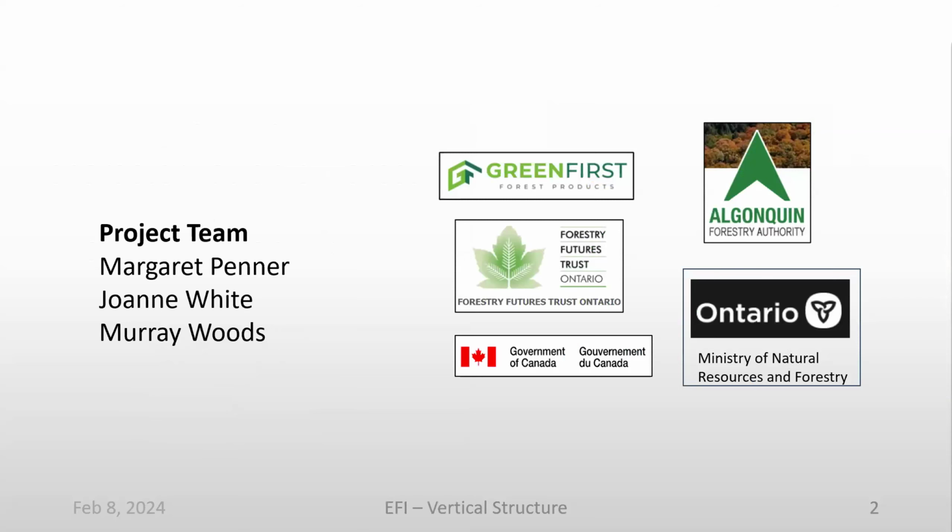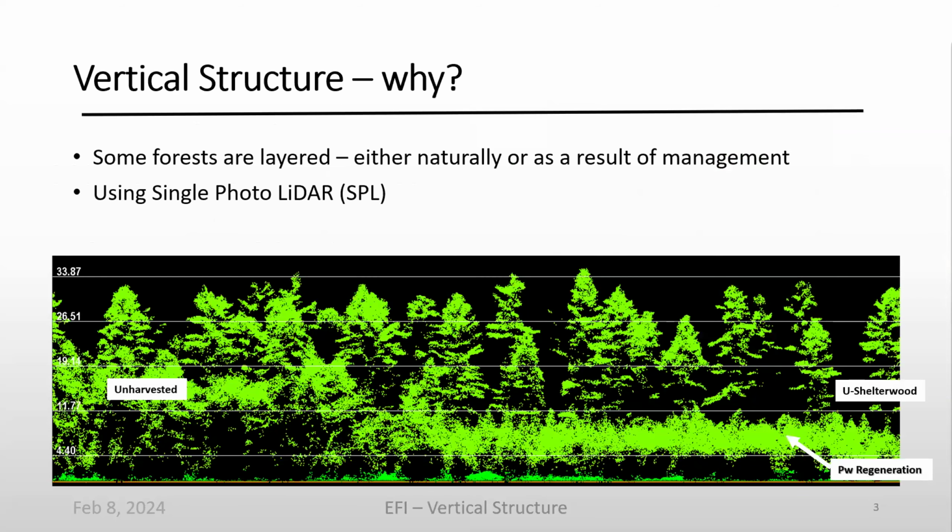So we had done some work on LiDAR inventories at Petawawa and encountered vertical structure. So in this project, we looked at using LiDAR to predict vertical structure. For this project, by vertical structure, we're referring to the presence or absence of these horizontal layers. Sometimes these arise naturally, sometimes they're a result of forest management, like uniform shelterwood.